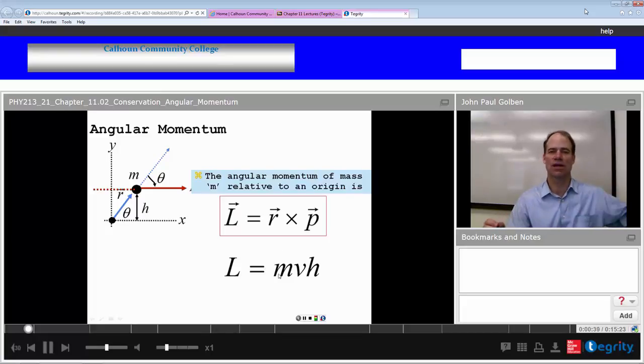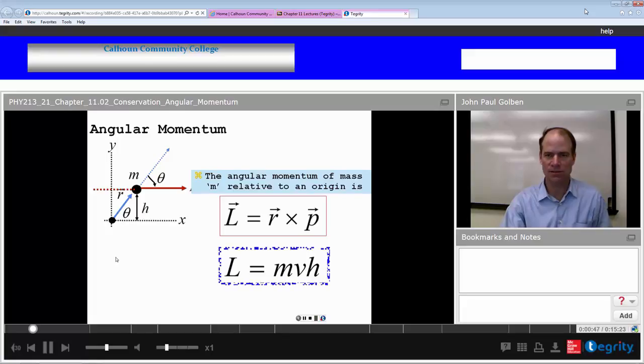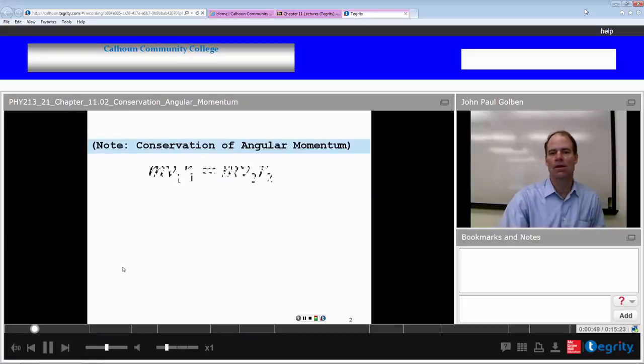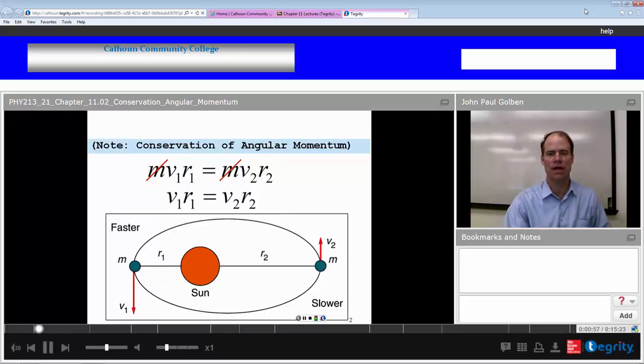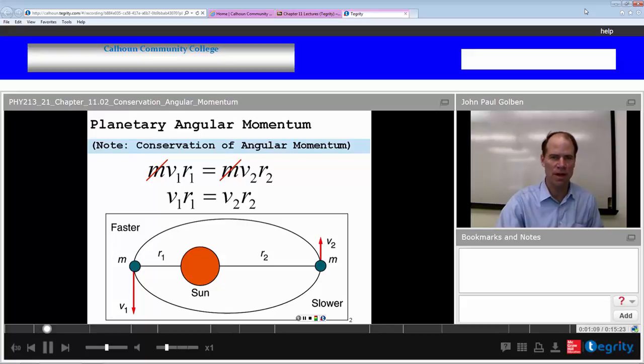And that could be a constant. If it's moving in a straight line, then that distance to that line of action could be a constant, and the angular momentum could be a constant as well. We could have a constant as well if a planet were going around the sun and changing its orbit. Planets go around the sun in elliptical orbits, and sometimes they are closer to the sun and sometimes they're further away. And so at any particular point, their angular momentum is going to be their mass times their velocity times their orbital radius at that point.